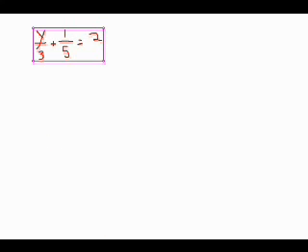Here's another example where we've got an equation that we're being asked to solve. So again, we have to isolate the variable. But like the last one, this equation does have some fractions in it. So our first step is we need to rewrite this equation so that we have a common denominator.